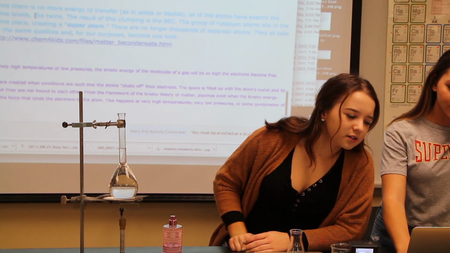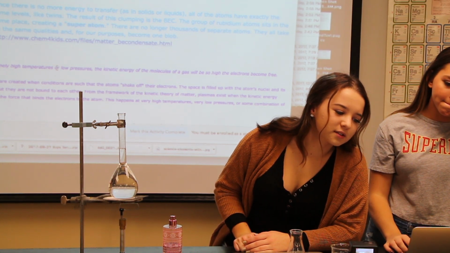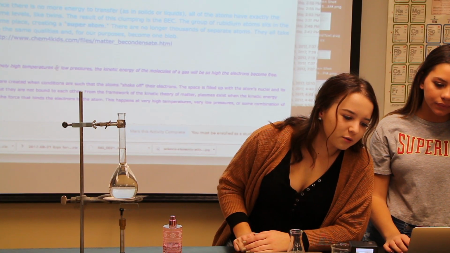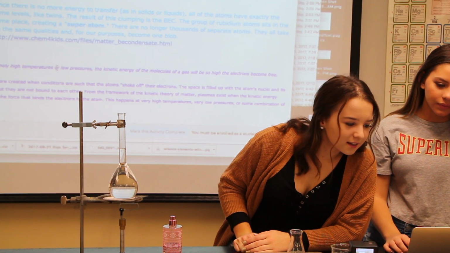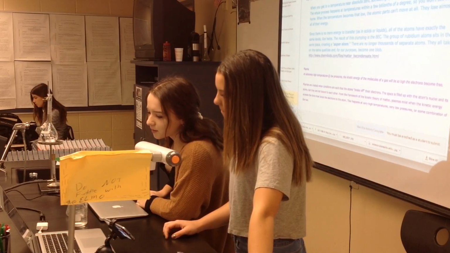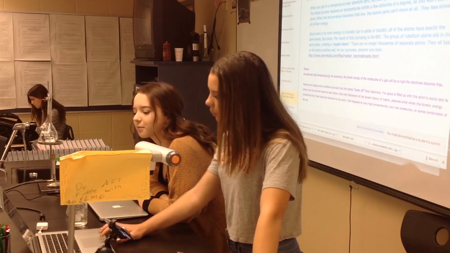Since there's no more energy to transfer, all the atoms have exactly the same energy levels, like twins. The result of this clumping is the BEC. The group of rubidium atoms sits in the same place, creating a superatom. There are no longer thousands of separate atoms. They all take on the same qualities and, for our purposes, become one blob.